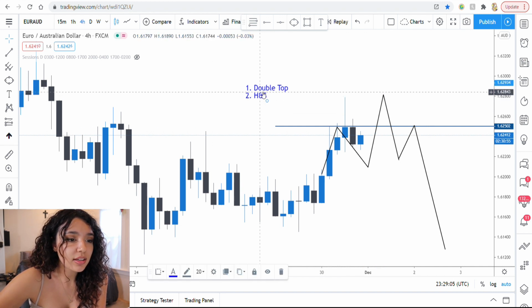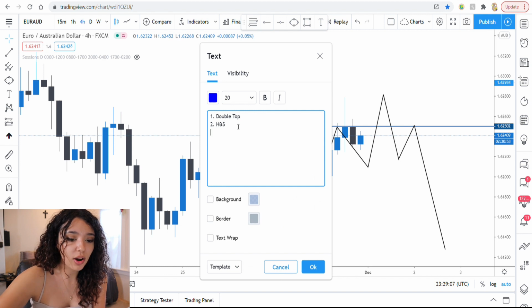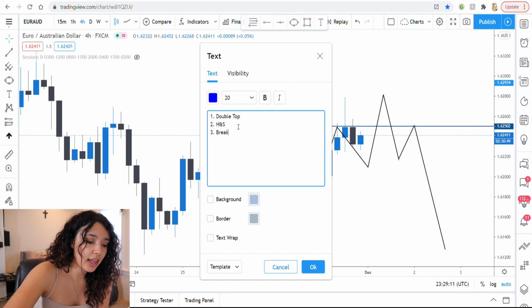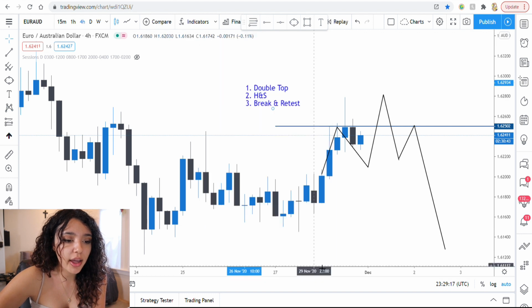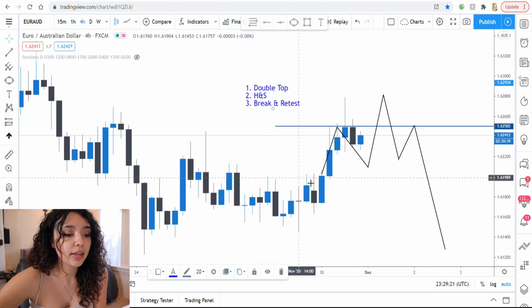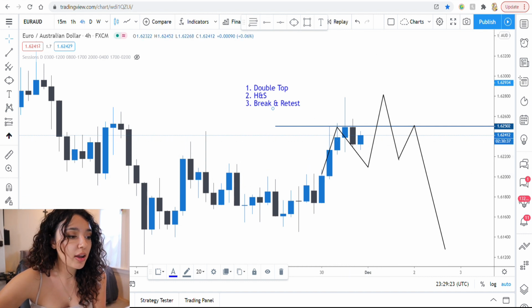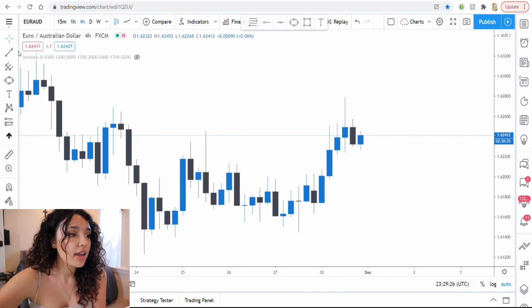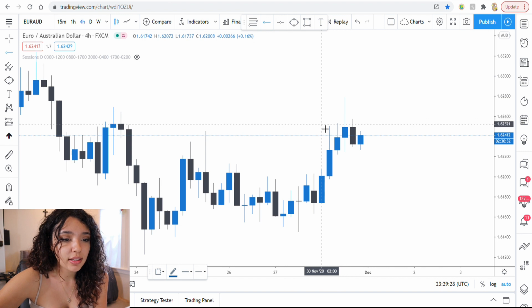Now the third thing that we are looking for is the notorious break and retest. I have a whole video dedicated to break and retest, if you want to see how those play out. They play out pretty easily. So let's just clear the chart. Now we have, again, this high point.